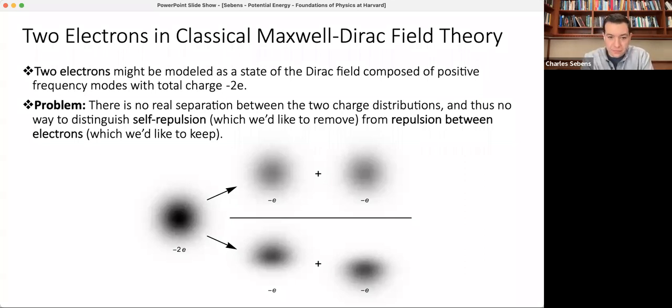Different ways to do it, but just telling me the state of the Dirac field as a whole, that it has this total charge minus 2e, doesn't seem to tell me what the contribution is from one electron or another. And because I don't have a way to decompose this into one electron's charge distribution and another electron's charge distribution, there doesn't seem to be any way to remove self-repulsion in Maxwell-Dirac field theory. There doesn't seem to be a way to include repulsion between electrons, but exclude repulsion within an electron's charge distribution.